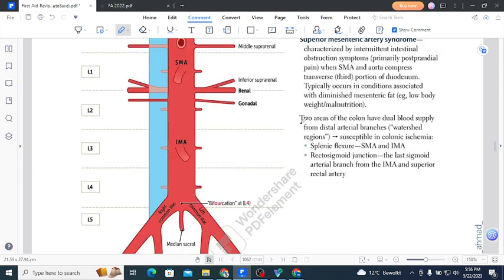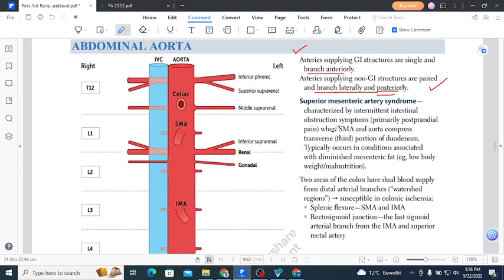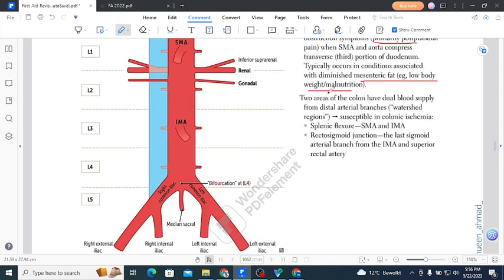Superior mesenteric artery syndrome. Superior mesenteric artery syndrome is characterized by intermittent intestinal obstruction symptoms, primarily postprandial pain. The superior mesenteric artery and the aorta compress the transverse or third portion of the duodenum. It typically occurs in conditions associated with diminished mesenteric fat, for example, low body weight or maybe malnutrition. Two areas of colon have dual blood supply from the distal arterial branches, the watershed regions.